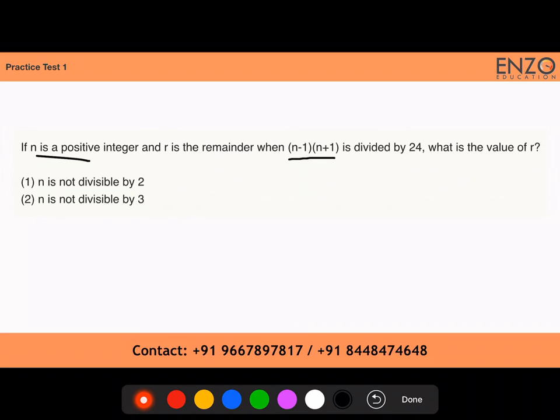n is a positive integer, and the question is when (n minus 1) into (n plus 1) is divided by 24, what is the remainder? First statement, it says n is not divisible by 2. That simply means n is an odd number.